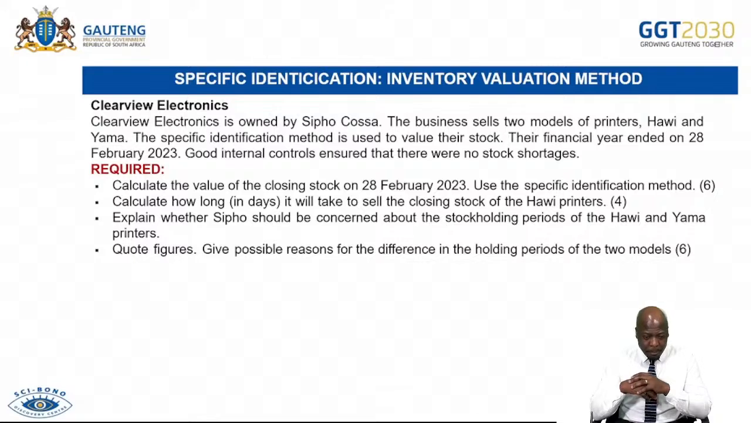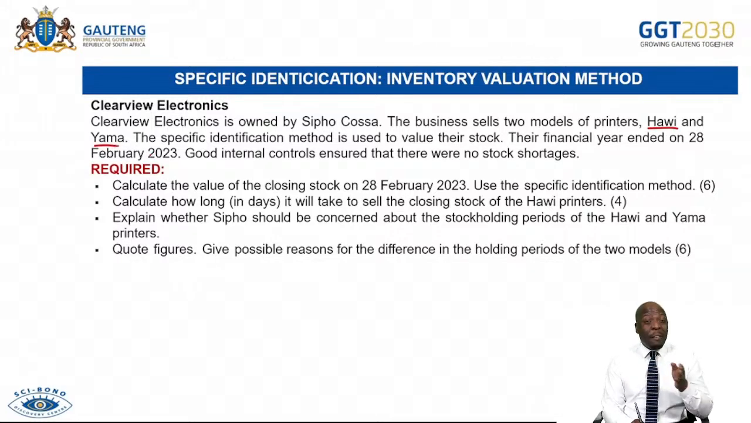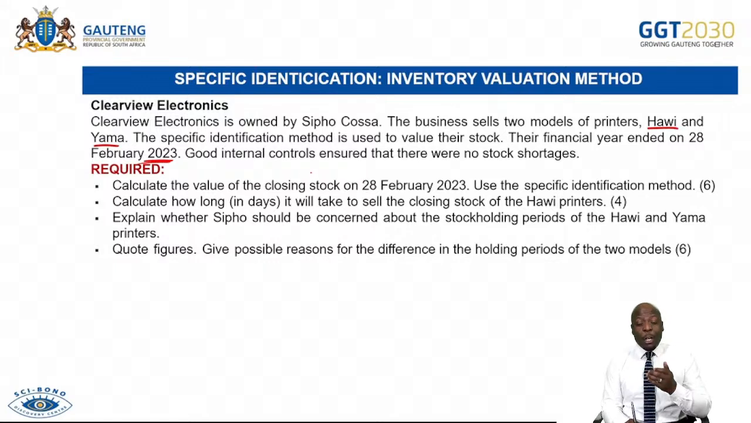Let's go and see. Clearview Electronics is owned by Sipokosa. The business sells 2 models of printers. Okay, they have the Howie and the Yama. So these are specific brands now. All right, the specific identification method is used to value their stock. Their financial year ends on the 28th of February in the year 2023. Good internal control ensured that there were no stock shortages.